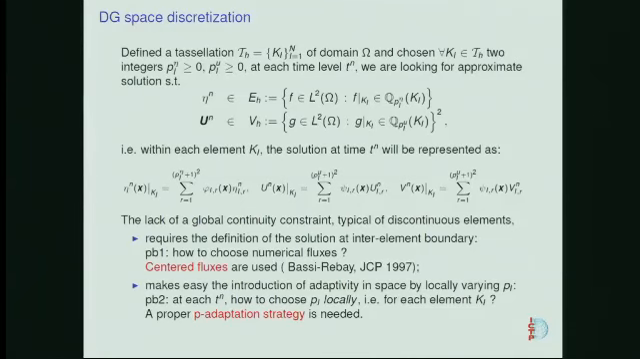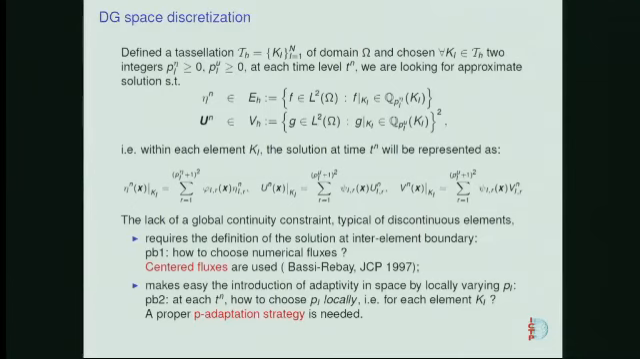Again, the lack of global continuity helps us in the p-adaptivity, since it simplifies a lot the possibility of a variation of the polynomial degree from one element to the neighboring one. So how to choose the local polynomial degree in an adaptive way? This is the job of the p-adaptivity criterion.